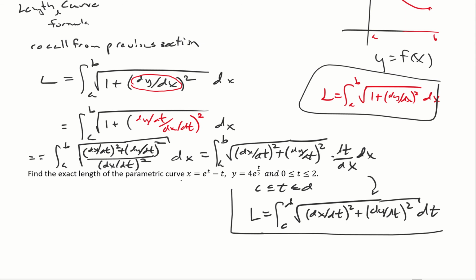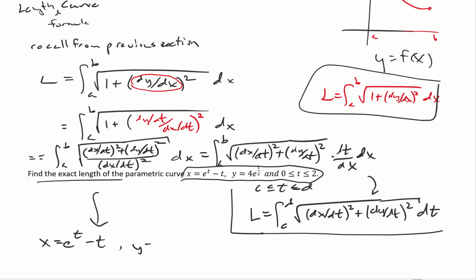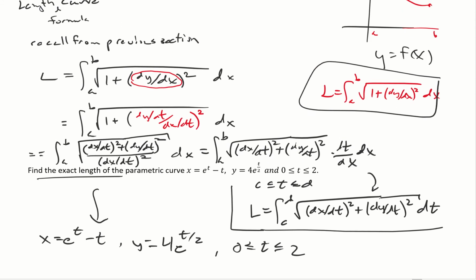So let's do this problem that got kind of crowded in here. Show you how this is done. It's not going to be anything too majorly earth-shaking. We're simply going to do a length of curve. So it says find the exact length of the parametric curve. Let's write it again. X is e to the t minus t, and y is 4e to the t over 2. And we're going 0 less than or equal to t less than or equal to 2. So I'm going to show you how to do this problem, length of curve, okay?